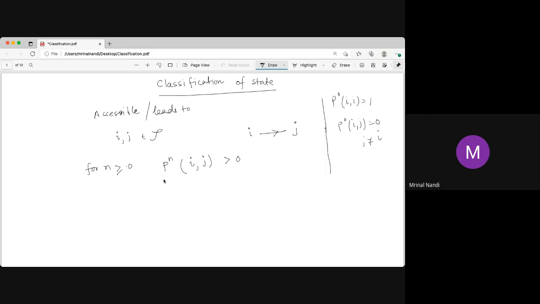So if for some n this probability is positive, then we say i leads to j, or j is accessible from i. That means when you are in state i, there is a positive probability that you will reach j after some time, maybe after 20, 30, maybe 100, 1000.